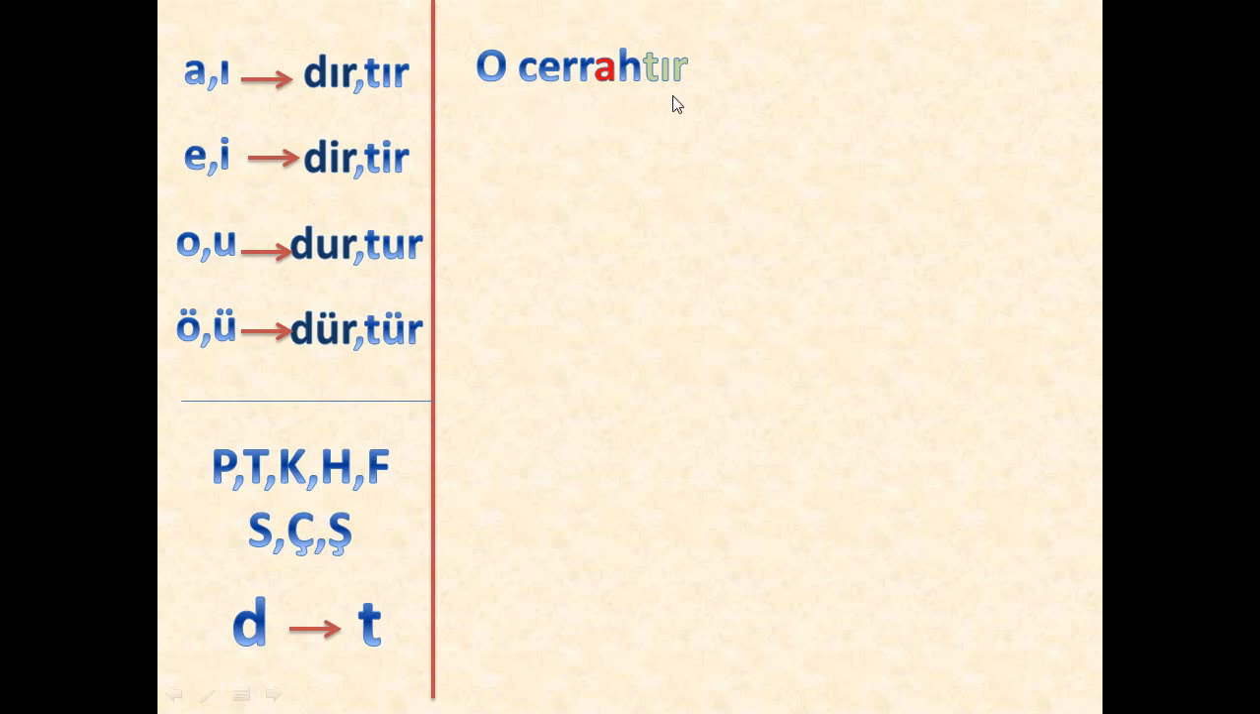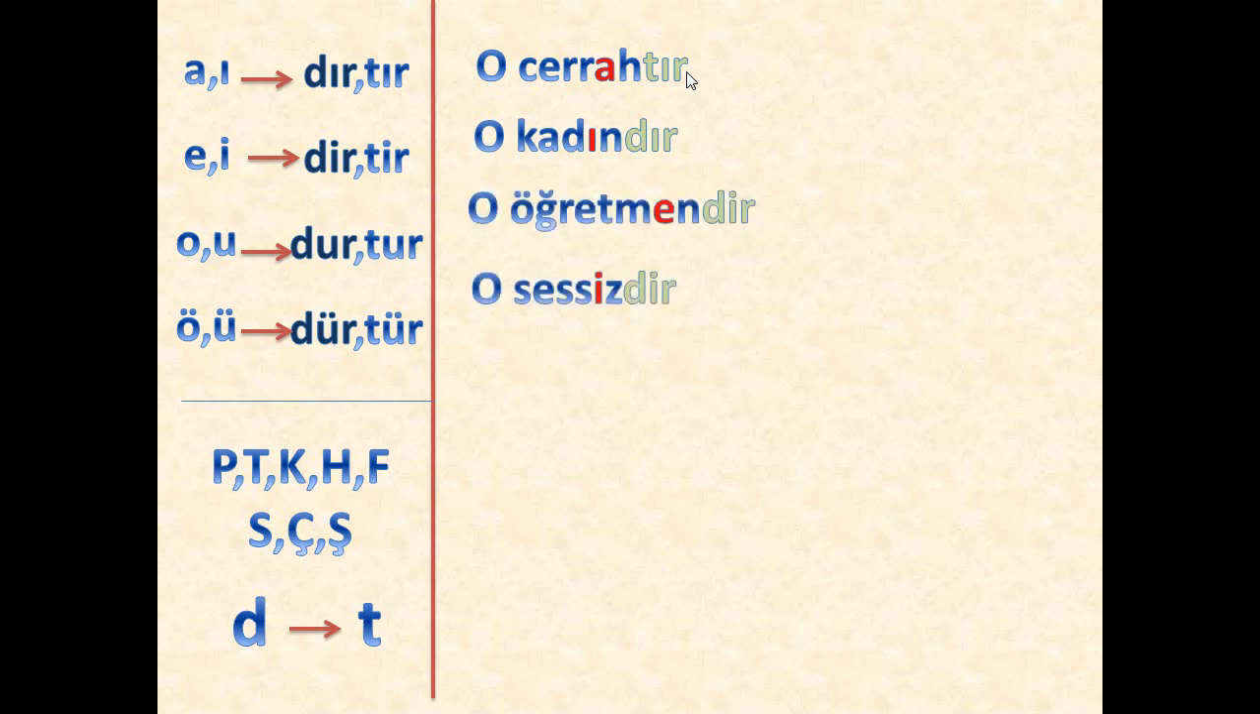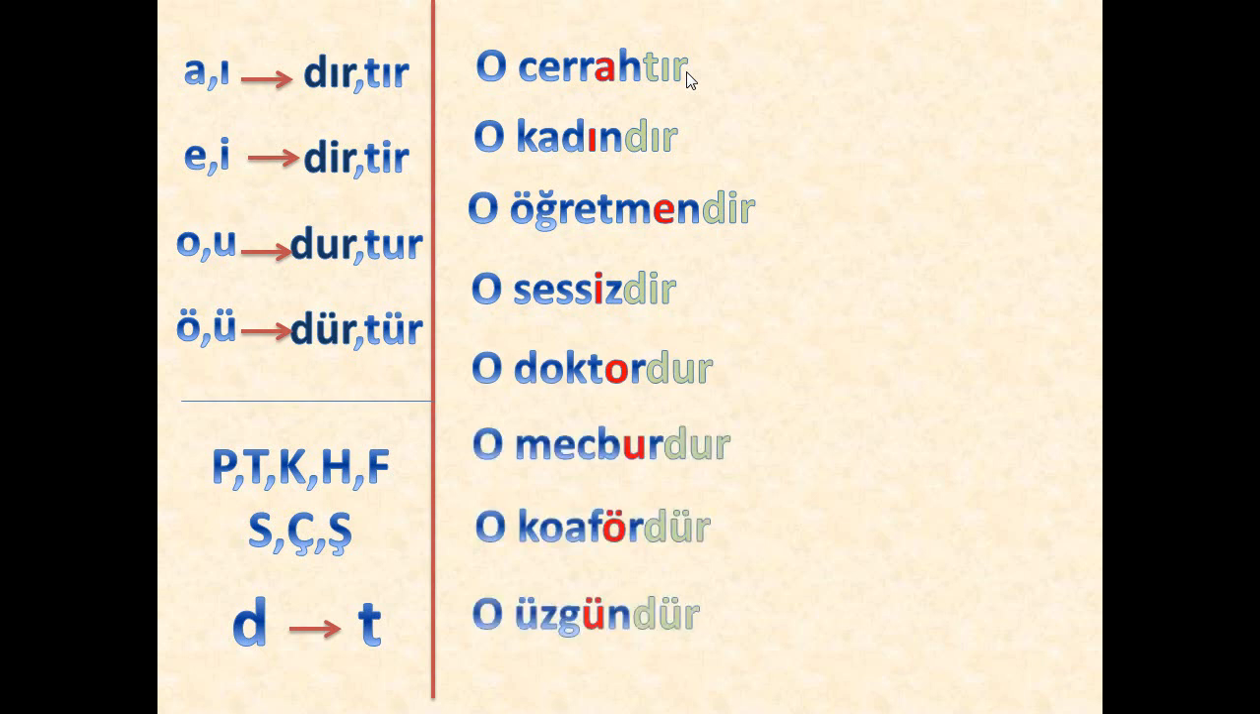O cerrahtır. I have put this suffix in green color. So I will read them once without it. They are already correct without using the verb. So you will see both of them at once. Okay. O cerrah, o kadın, o öğretmen, o sessiz, o doktor, o mecbur, o kuaför, o üzgün. Okay, so we didn't use the verb is, I mean the equivalent, here.